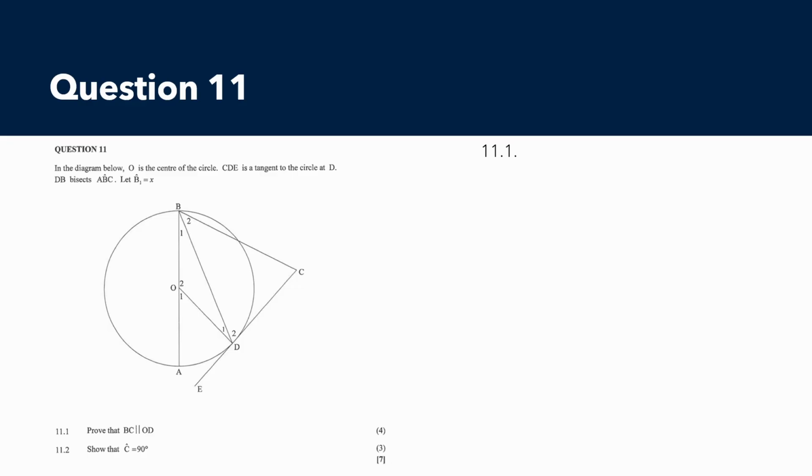Let's get to it. Angle B1 is equal to angle B2 and they are both equal to X because DB bisects ABC. As you can see in the problem statement, they've told me that. And I went on to say angle ABC is equal to B1 plus B2 and is equal to 2X. I've added up the two equal angles.